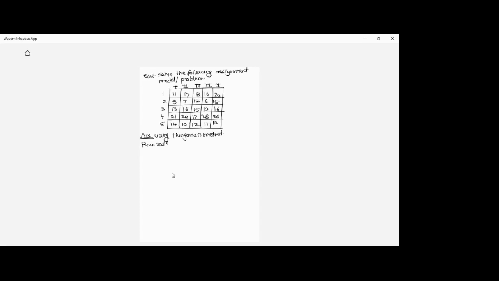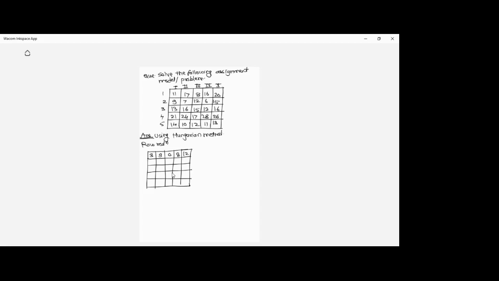All right. So I'll be performing the row reduction. Right. So row reduction. In the first row we have the minimum value as 8. So we have to subtract 8 from all the other values. So 11 minus 8 is 3. 17 minus 8 will be 9. 8 minus 8 is 0. 16 minus 8 is 8. 20 minus 8 is 12.